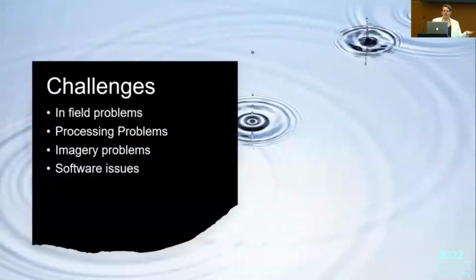So what are some challenges that we have? There are a lot of challenges to drone imagery in water. Like I said, the water is blue. Just going out to a reef with a drone is sometimes difficult.